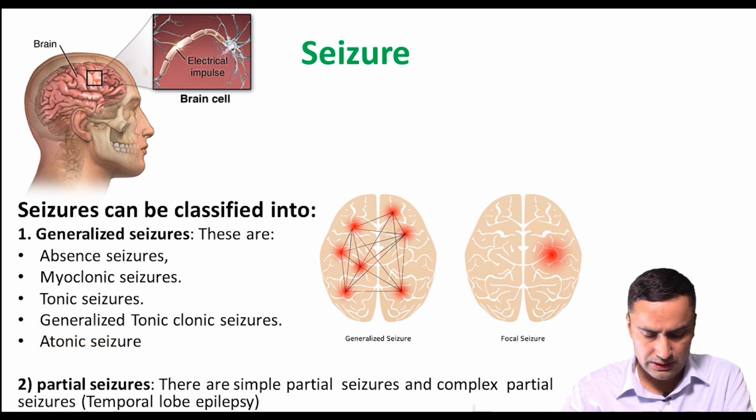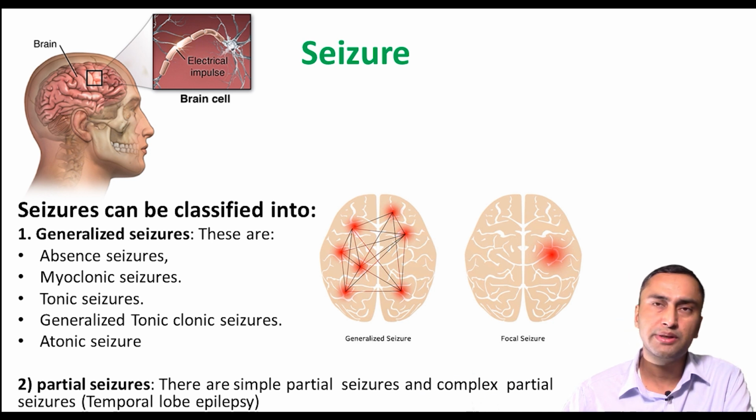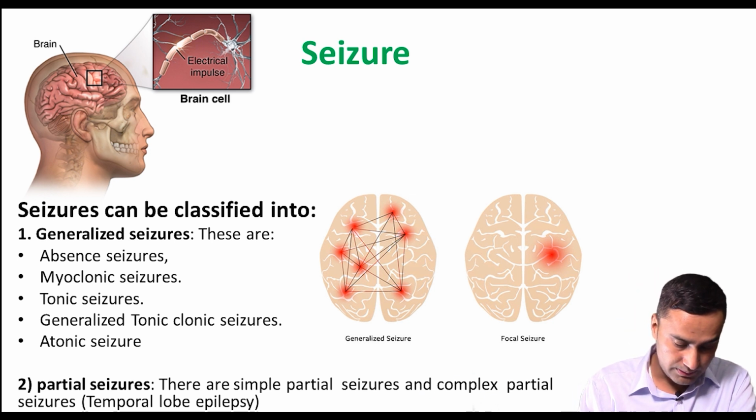Generalized seizure can be further classified into absence seizure, myoclonic seizure, tonic seizure, generalized tonic-clonic seizure, and atonic seizure. Partial seizure has two types: simple partial seizure and complex partial seizure. You should know about the simple and complex. In complex partial seizure there is loss of consciousness, and this type of partial seizure is present in temporal lobe epilepsy.